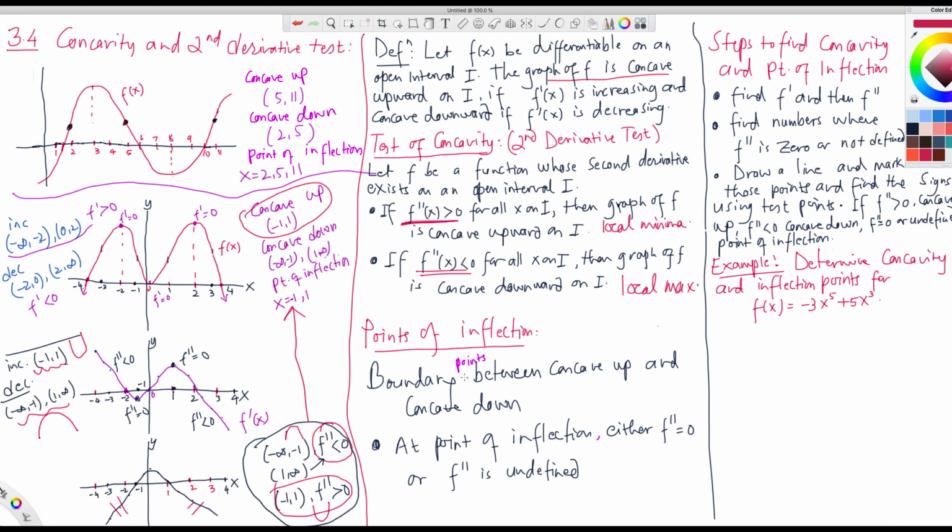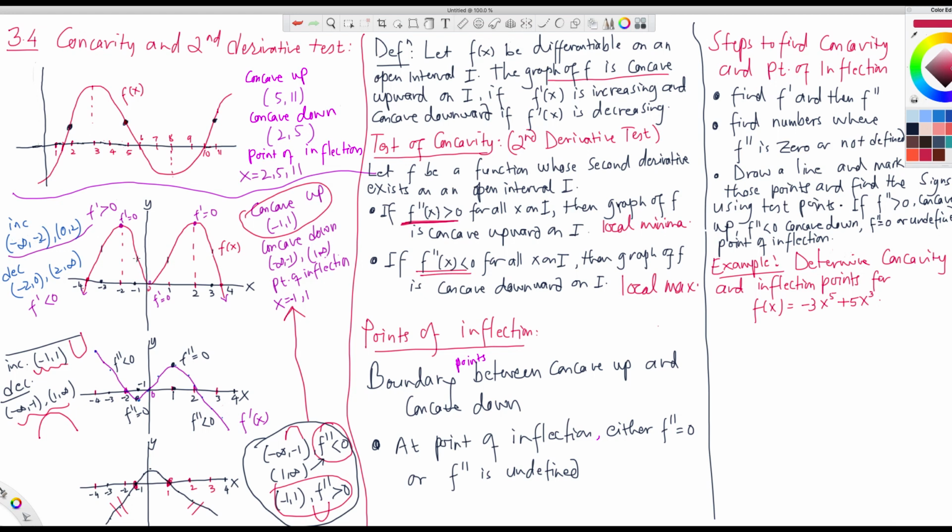Okay, how about the point of inflection? Boundary points between concave up and concave down are called the point of inflection. At the point of inflection, the second derivative is 0. Look at this. The second derivative is 0 here, right? What is that point? Negative 1 and positive 1.